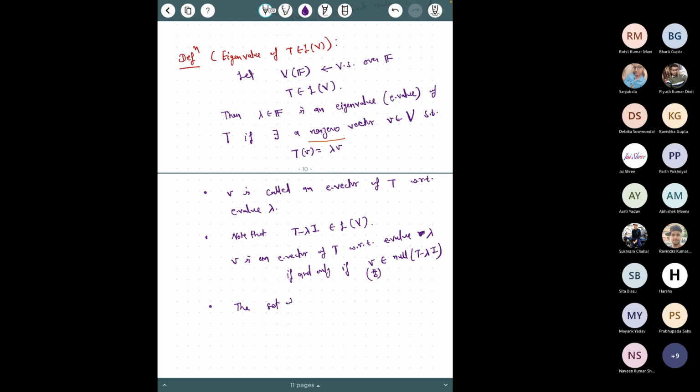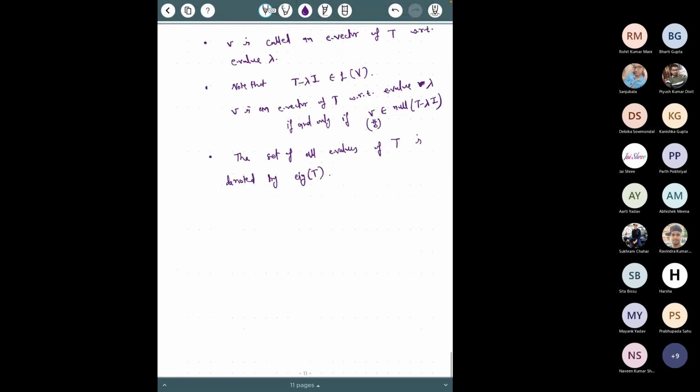So the set of all eigenvalues of T is denoted by I of T. So this is the notation I will use to denote the eigenvalues of T. Okay. So this is the definition of eigenvalues of a linear transformation. But on the same lines, we can talk about eigenvalues of a matrix also. So let me define that also, and then we will move further.